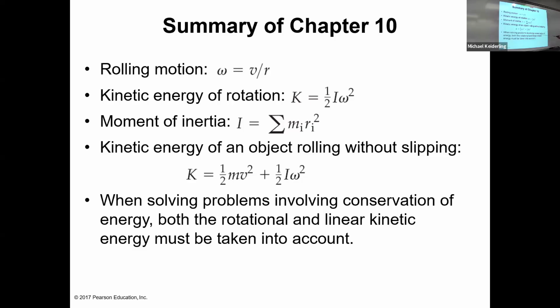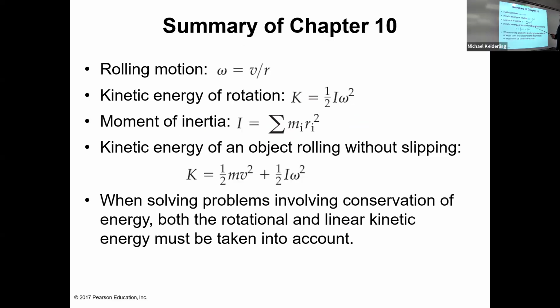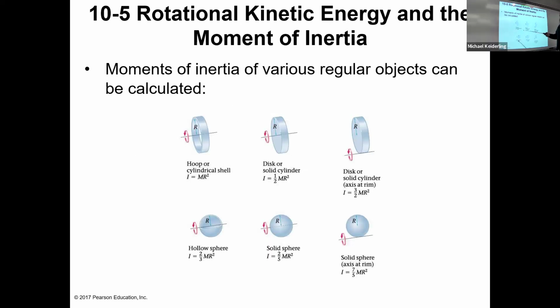And when solving problems involving conservation of energy, both the rotational and linear kinetic energy have to be taken into account. And certain regular objects can also be calculated because you can basically turn this into an integral. So a hoop or a cylindrical shell, moment of inertia is the total mass times the outer radius squared.